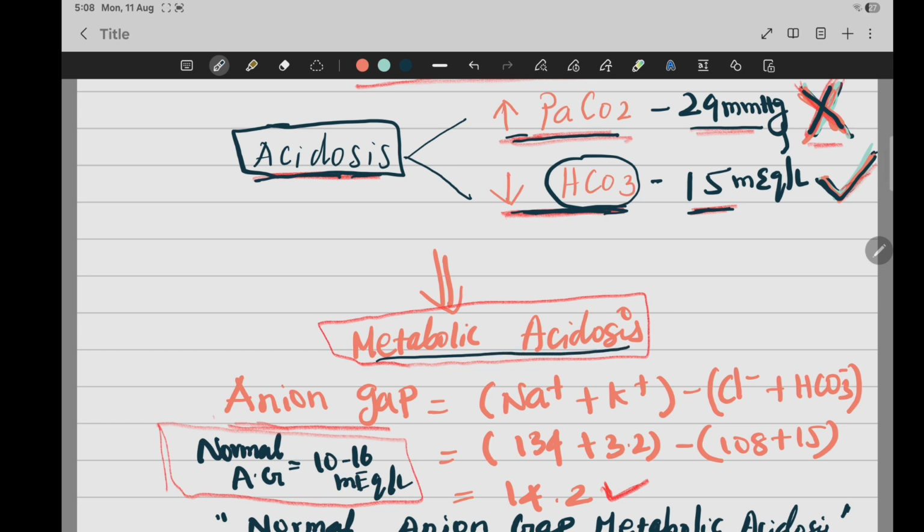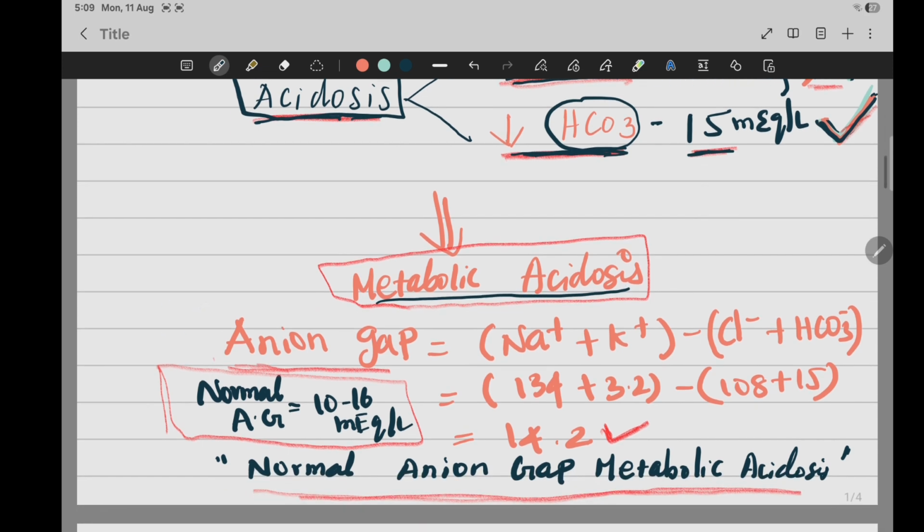Okay, whenever you see metabolic acidosis, always remember the next step is the anion gap. The formula for anion gap is sodium minus chloride plus bicarb; some versions also add potassium. Applying the patient's values, you get 14.2. The normal anion gap is 10 to 16 milliequivalents per liter. The patient's value is 14.2, so it is inside the range, so this is a normal anion gap metabolic acidosis.